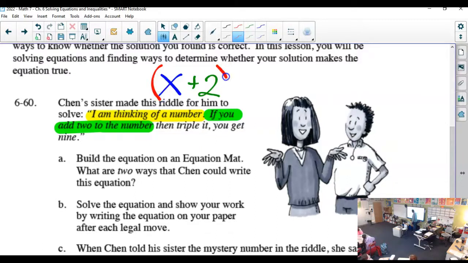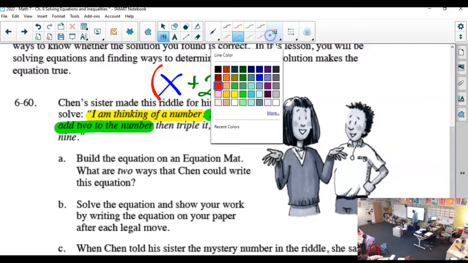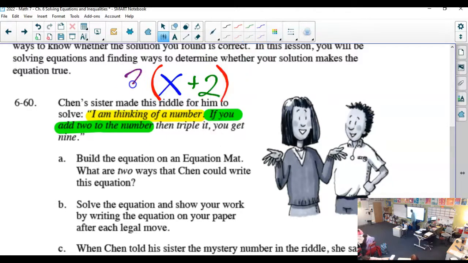Parentheses, she says. So then triple it. I actually don't love red because I use that a lot for attention grabbing, so I'll do that. You get 9. And Chen's like, okay, great, I can figure out what your number is. She's like, no, but it's magic. And Chen goes, no, it's math.